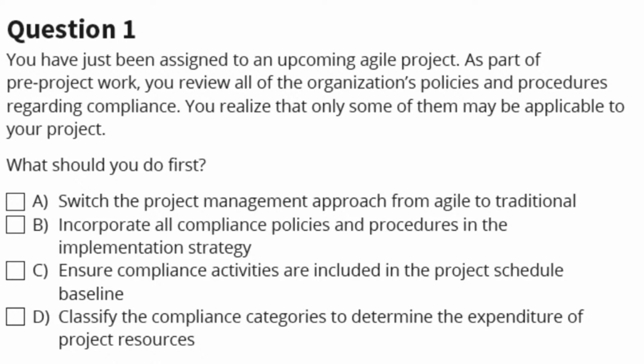Is it A, switch the project management approach from Agile to traditional? Is it B, incorporate all compliance policies and procedures in the implementation strategy? Is it C, ensure that compliance activities are included in the project schedule baseline? Or is it D, classify the compliance categories to determine the expenditure of project resources? So I'm going to give you about 10 seconds or so. Those of you who are joining me live, please type in A, B, C, or D. And those who are watching this recorded, type it into your head.